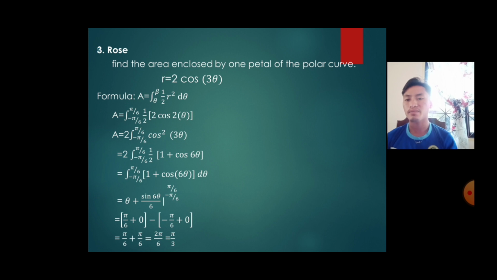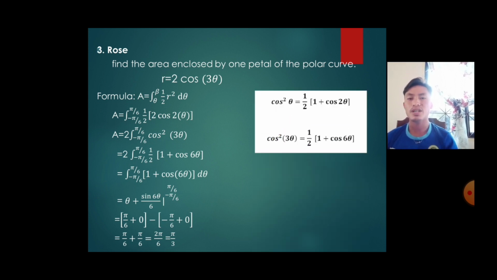A is equal to 2 times the integral from negative pi over 6 to pi over 6 of cosine squared 3 theta, which is equal to 2 times the integral from negative pi over 6 to pi over 6 of 1/2 times the quantity 1 plus cos 6 theta, which is equal to the integral of 1 plus cos 6 theta d theta, which is equal to theta plus sin 6 theta over 6 from negative pi over 6 to pi over 6, which is equal to pi over 6 plus 0 minus negative pi over 6 plus 0, which is pi over 6 plus pi over 6, which is equal to 2 pi over 6 or pi over 3.